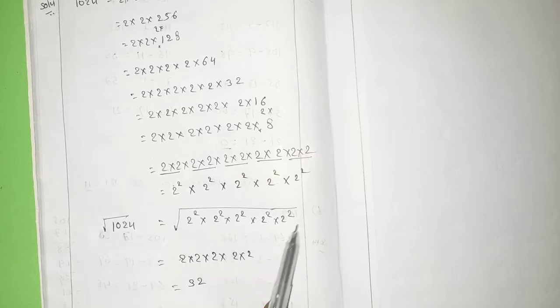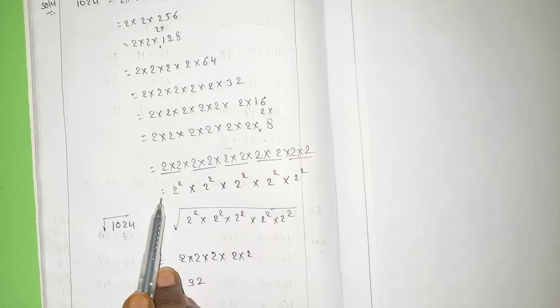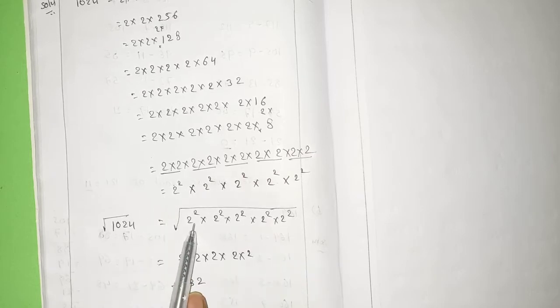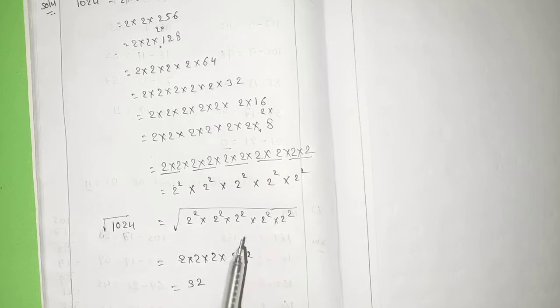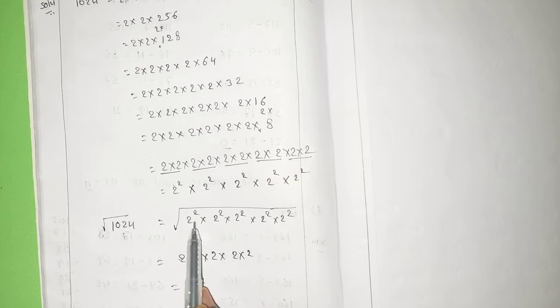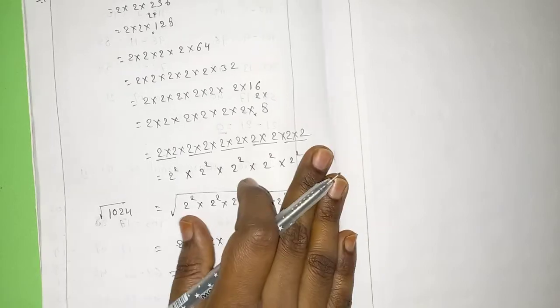First, how to find this? By using prime factorization. By finding the prime factorization of the number, we find the square root. Since it is a square root, the squares will get cancelled. Out of 2 twos, only 1 two will come out. Like this, let us find the square root for the next number.